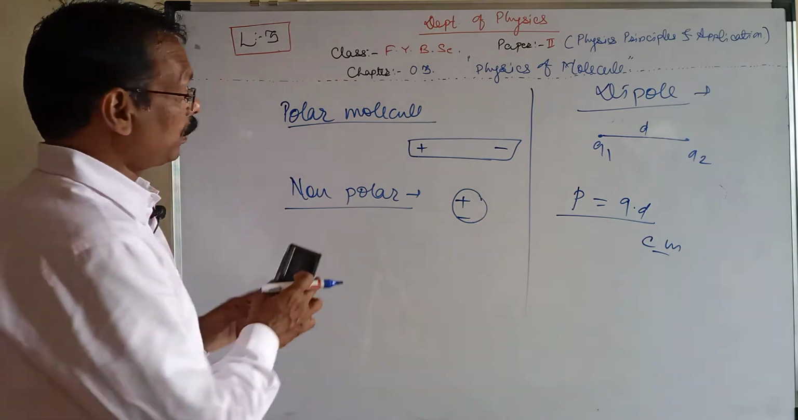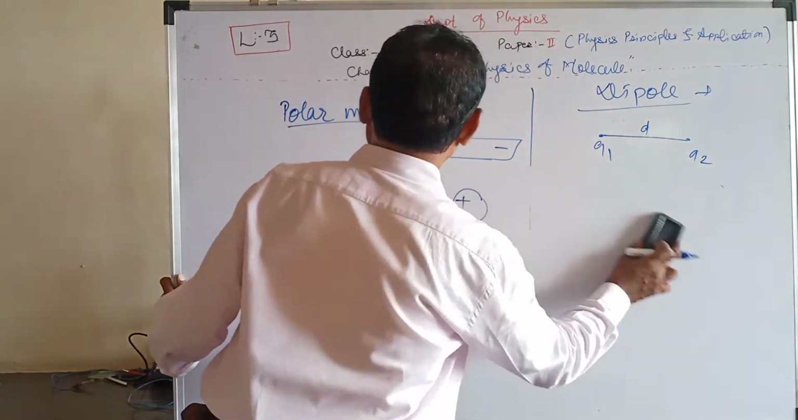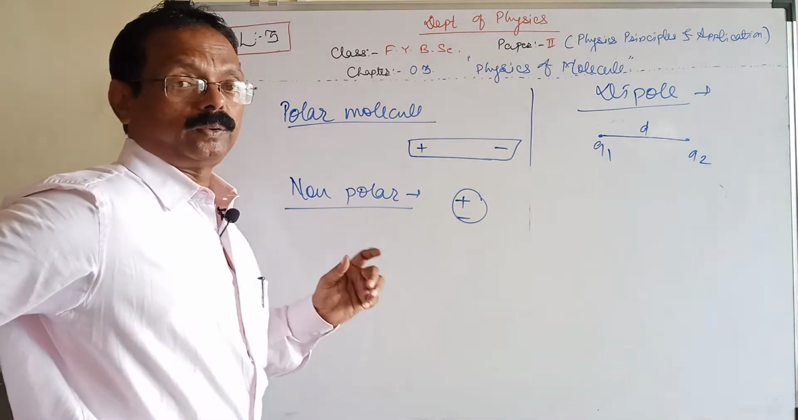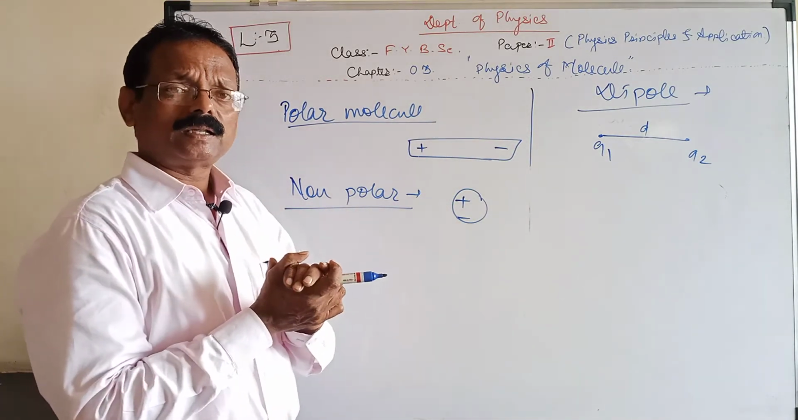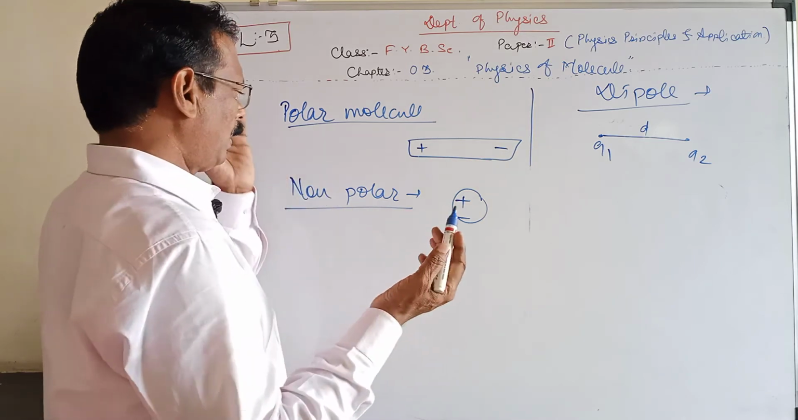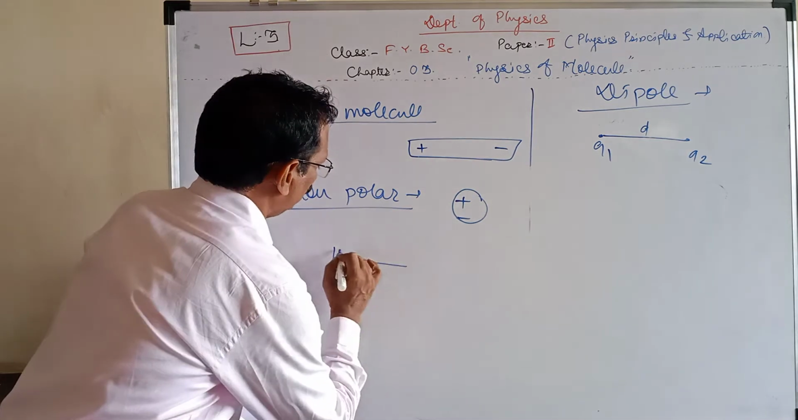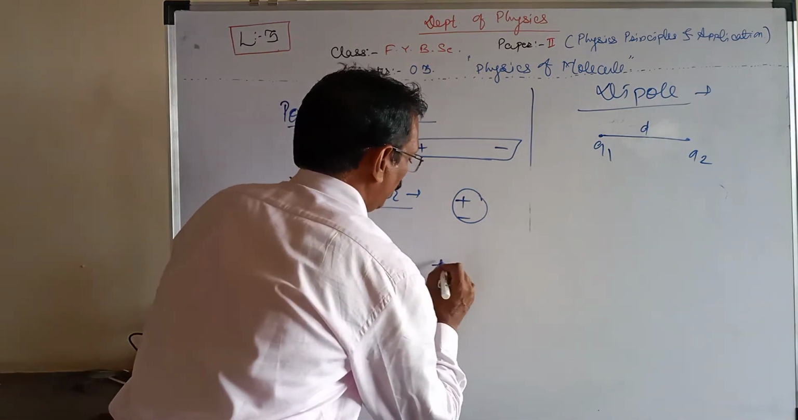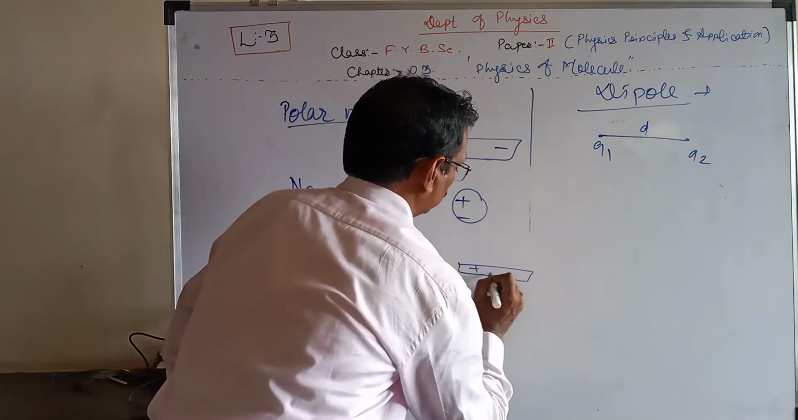Now what about the van der Waals bond here? And what is a non-polar molecule? If the center of gravity of positive charge and the center of gravity of negative charge overlap each other, then it is known as a non-polar molecule. So then what is the van der Waals bond? Here we have positive and negative; these are polar molecules. And this is again a polar molecule, positive and negative.